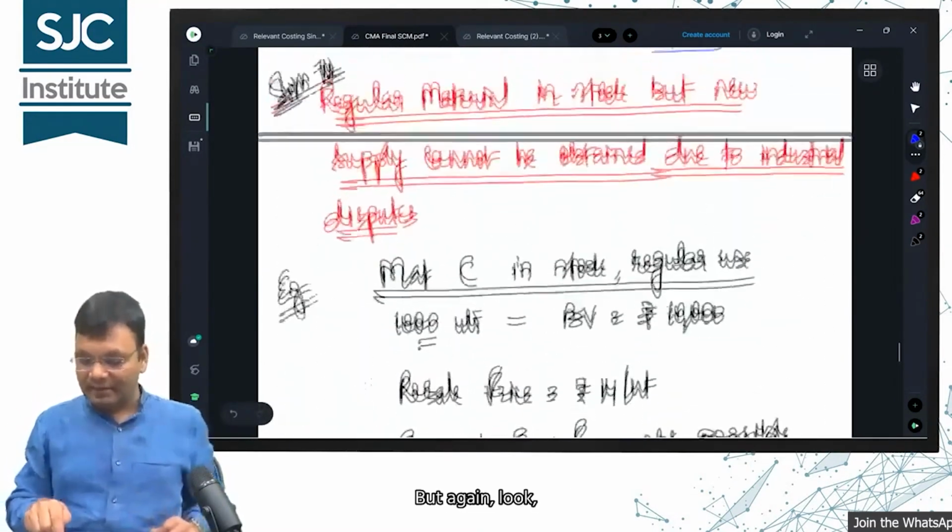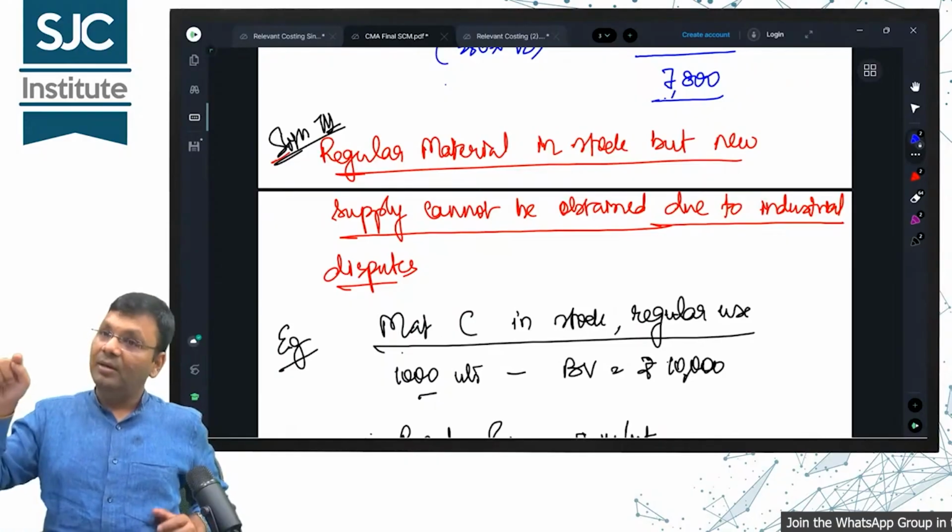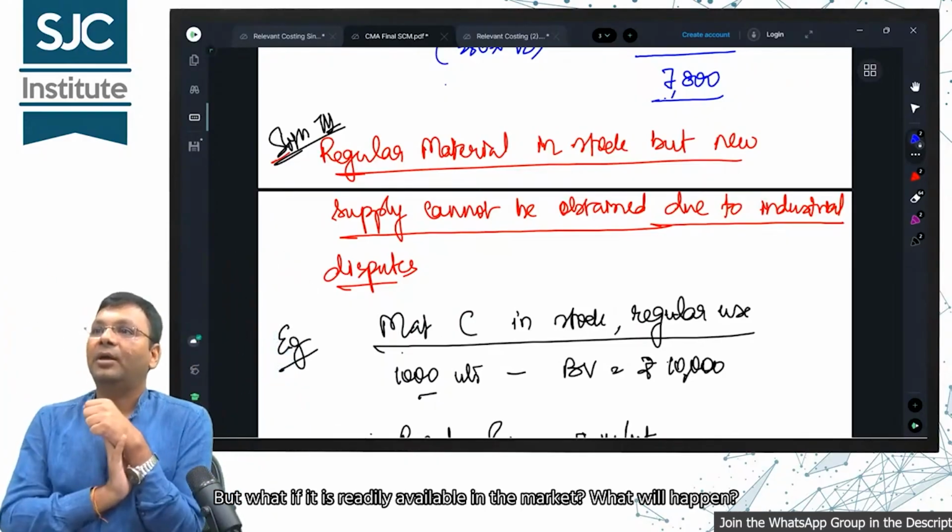Okay? But again, look, suppose we have regular materials in stock. But what if it is readily available in the market? What will happen?